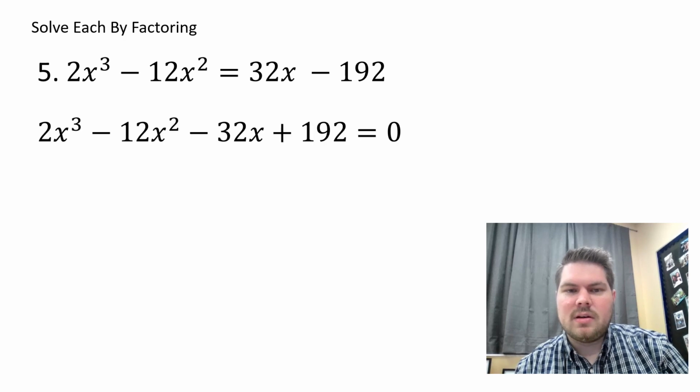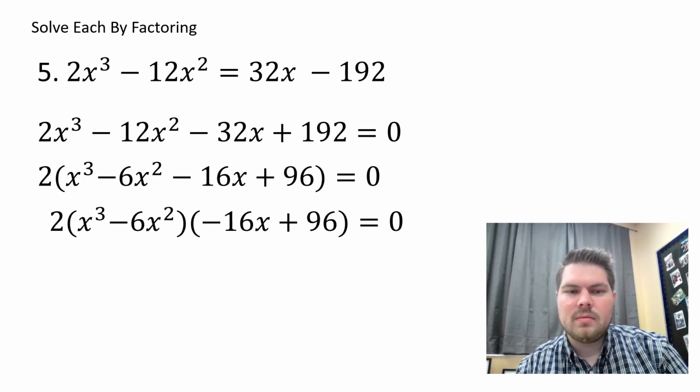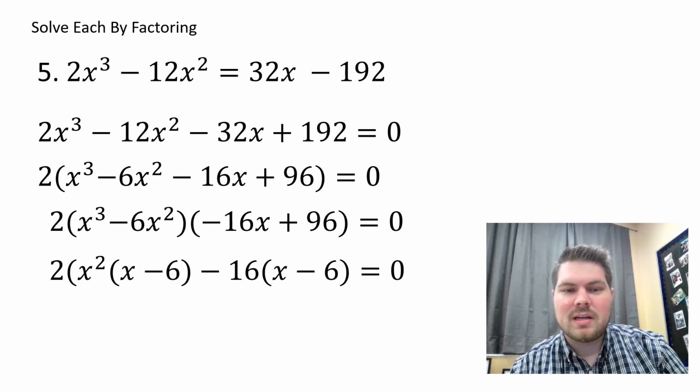All right, so this one we move everything to one side. We're then going to group. First, the first parentheses, we can take out an x squared. In the second parentheses, we're going to take out a negative 16.